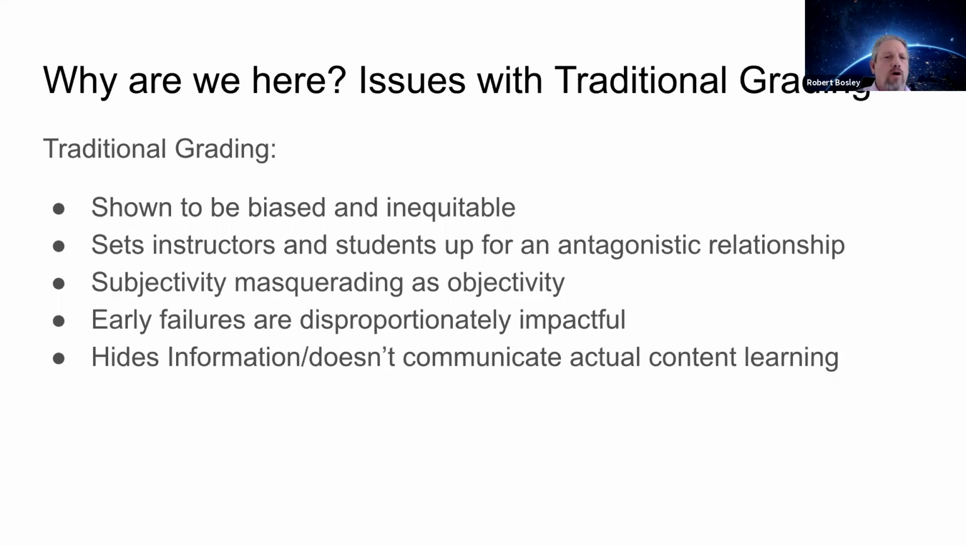And one of the big ones is that early failures have a hugely disproportionate impact on a student's grade. Is it our job to get students to where they need to be by the end of the course? Or do we need to do it at this artificial point, where we've taught the unit, so you should have only taken 2 weeks to learn this, and if you didn't, you're never going to be able to pass the class? So these early failures have a huge impact. And another big one is that it hides a lot of information. Giving traditional point average grades hides information about the students and doesn't really communicate actual content learning.